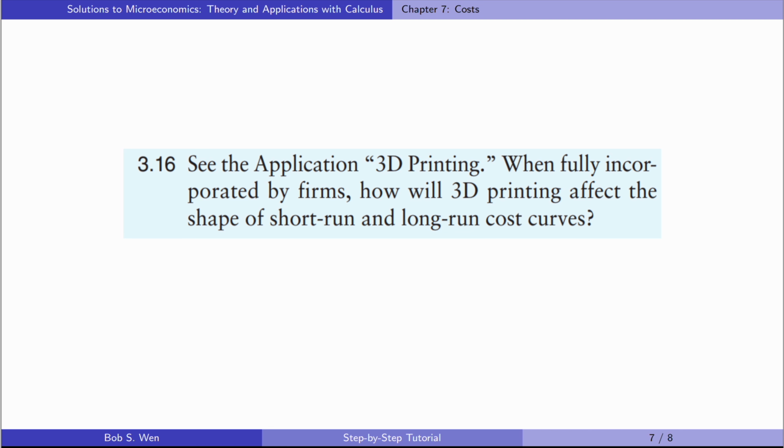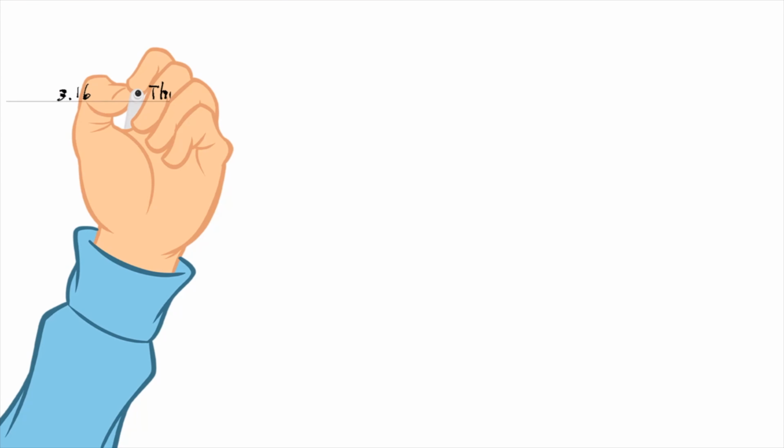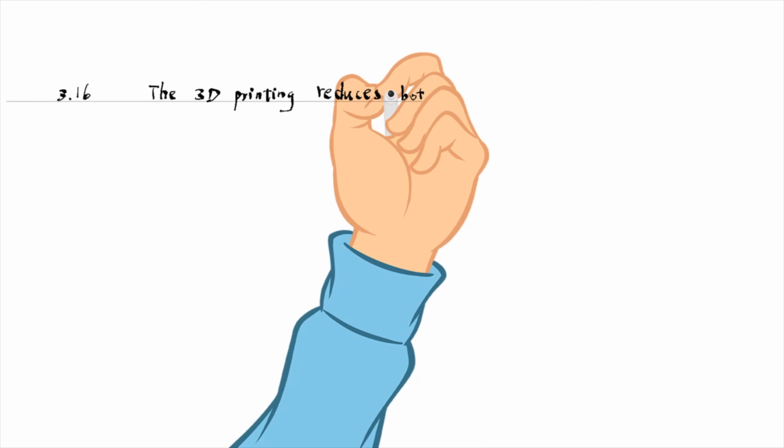Let's find answers to exercise 3.16. See the application 3D printing. When fully incorporated by firms, how will 3D printing affect the shape of short-run and long-run cost curves? The 3D printing reduces both the short-run and long-run average cost.